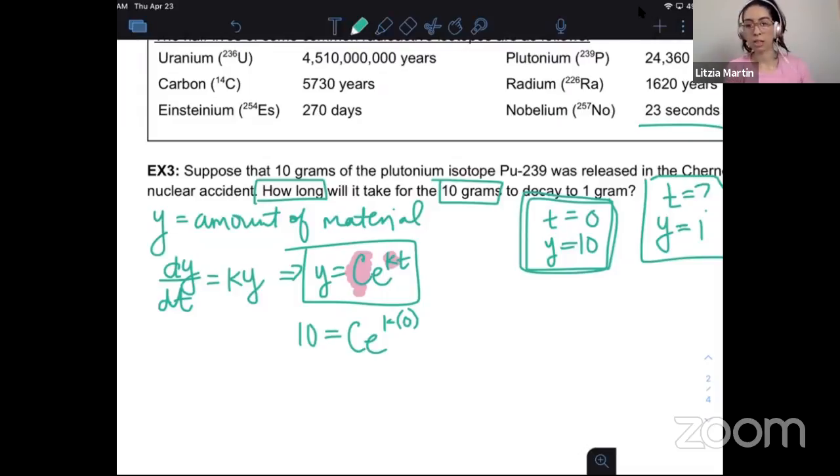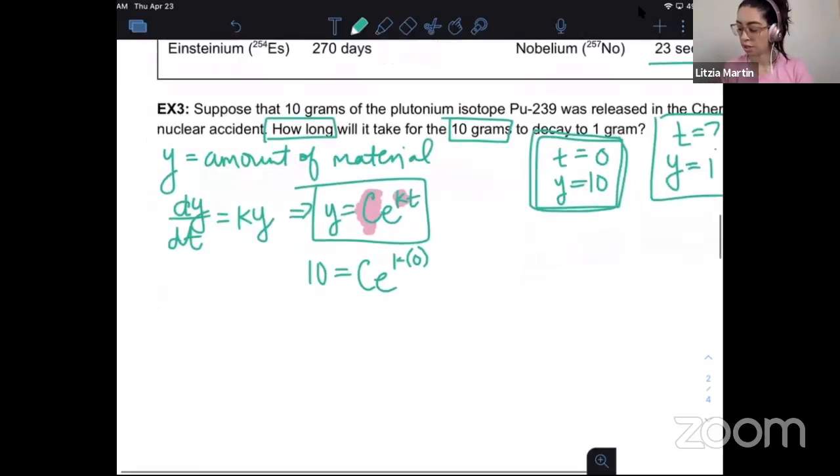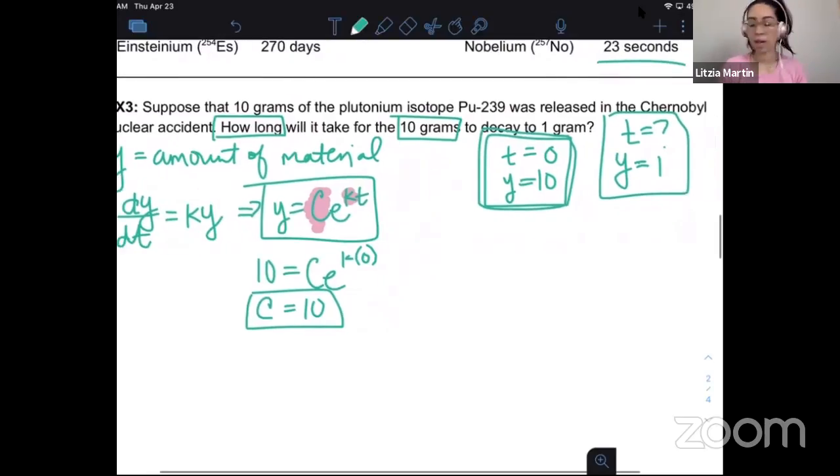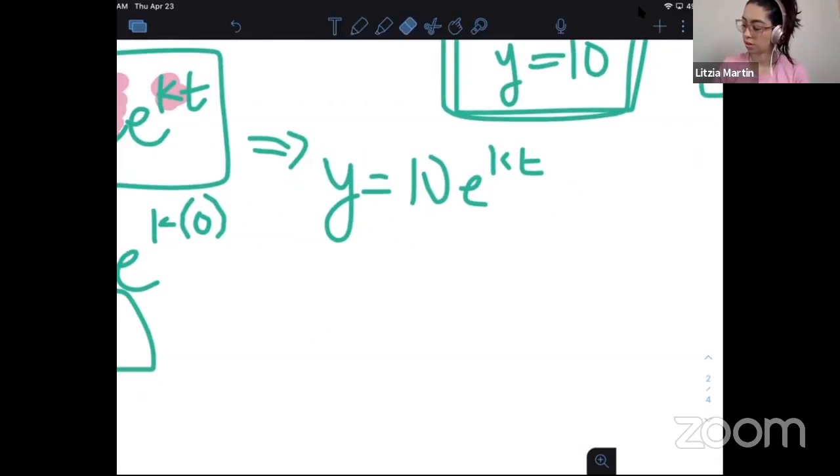So when I plug that in, k times 0 is 0, e to the 0 is 1, so we're left with c is equal to 10. C is always going to represent your initial value. So it makes sense that c is equal to 10 because at the start, when t is equal to 0, we have 10 grams. So c equaling 10 should make sense. And then once we got that, we can plug it in to the equation. So that's our new equation so far. Let me make that k better.